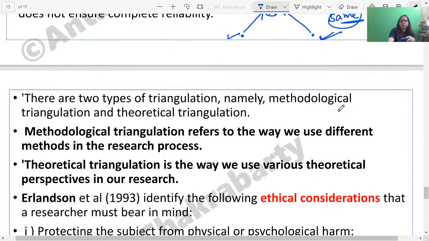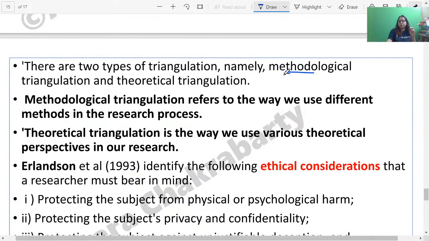Now, there are 2 types of triangulation. एक होता है methodological, दूसरा होता है theoretical, जिसके बारे में काफी students tend to confuse. So, please pay attention and understand what are these 2 types of triangulation. Number 1. Methodological में क्या होता है, हम 2 methodology use करते हैं. We can take the example of quantitative plus qualitative. Okay, now थियोरेटिकल ट्रायंगुलेशन में क्या होता है, वी यूज वेरियस थियोरेटिकल पर्सपेक्टिव्स इन स्टडीज.